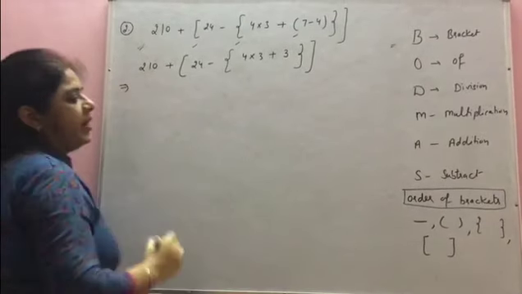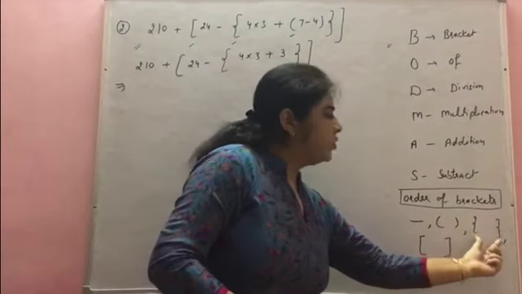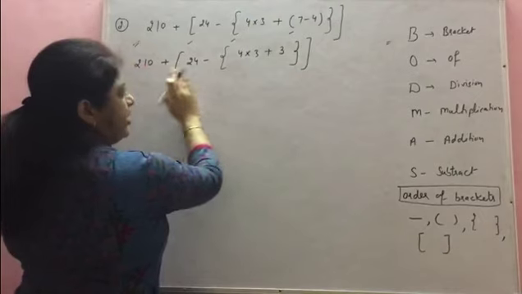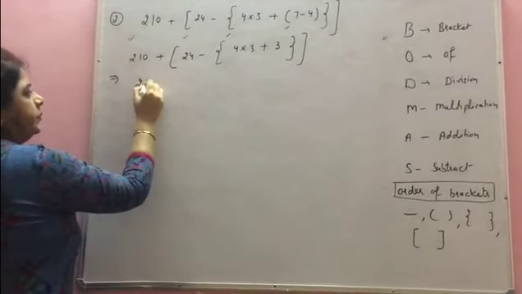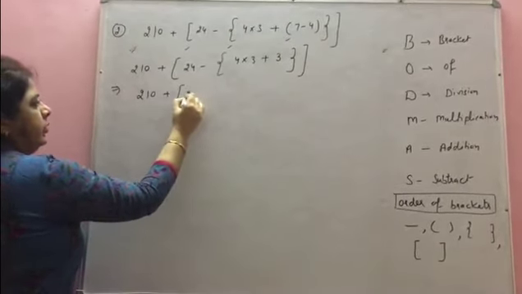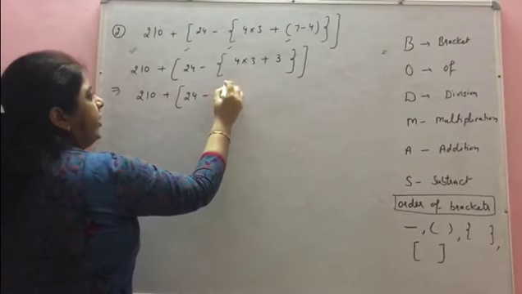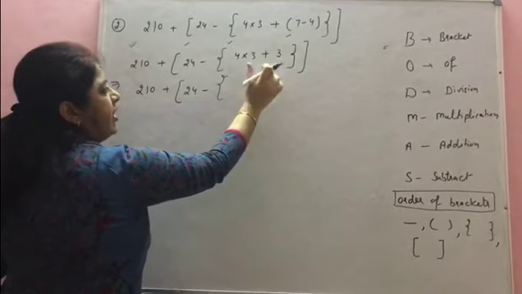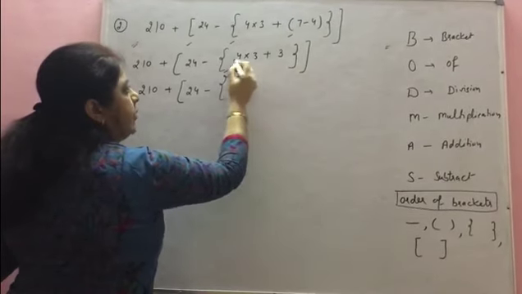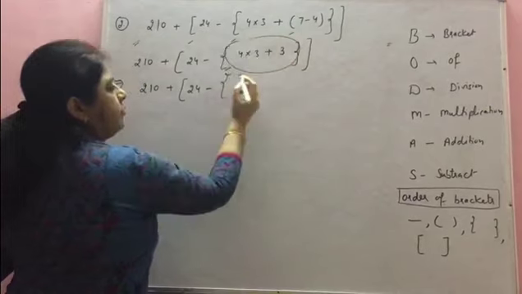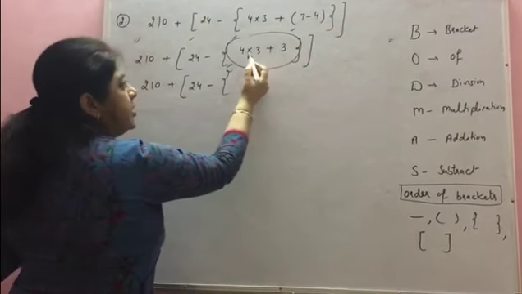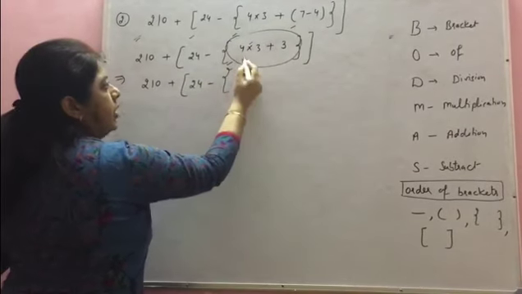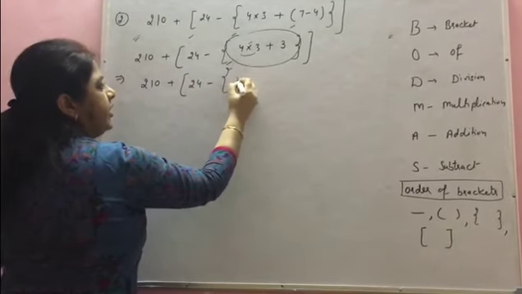Now the second bracket in the sequence is the curly bracket. The curly bracket is this one. So the rest of the part will remain the same. In this bracket we have two operations, multiply and addition. So whenever we are solving this curly bracket, we have to follow BODMAS again. So between multiplication and addition, multiplication will be solved first. So 4 into 3 is 12.